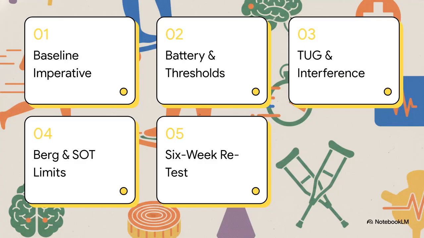Here is our clinical roadmap for today's explainer. 1. The baseline imperative. 2. The core battery and thresholds. 3. The TUG and cognitive motor interference. 4. Berg and SOT limitations. And 5. The 6-week retest.